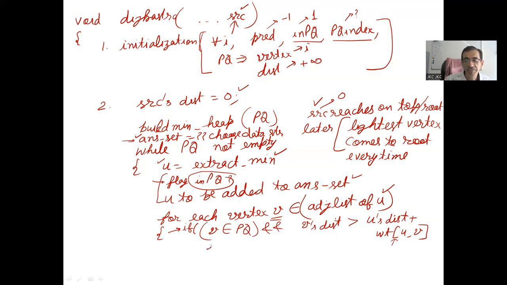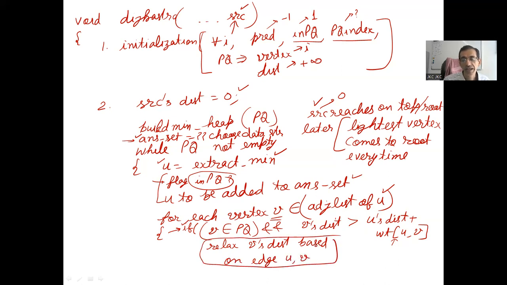If this is there, effectively, I have to relax. So this condition you can put in the relax also, or you can relax V's distance based on edge UV. And what is the relaxation? Relaxation is simple. Relaxation is equivalent to saying that V's distance will be updated. V's distance will be equal to U's distance plus weight of UV.